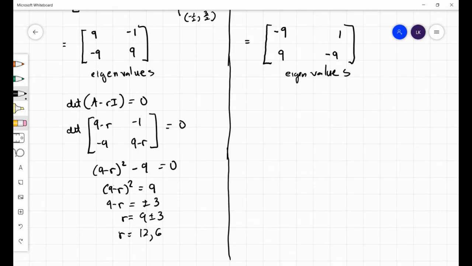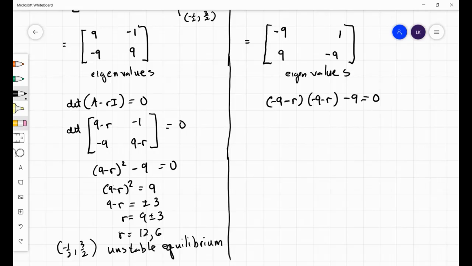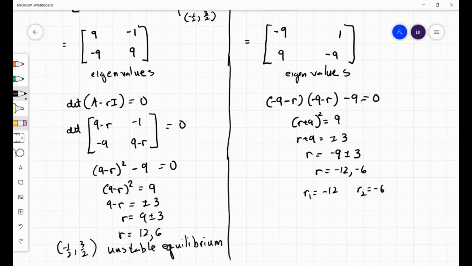So here the eigenvalues are both real and positive. This means that we have an unstable equilibrium. Likewise, for the other equilibrium point, we compute the roots of the characteristic polynomial. Here both roots are real and negative. So we have an asymptotically stable equilibrium.